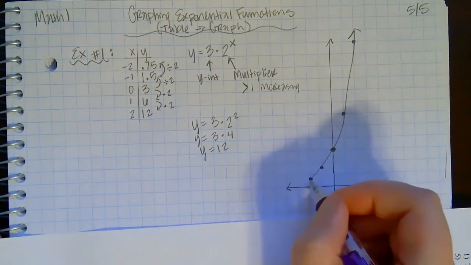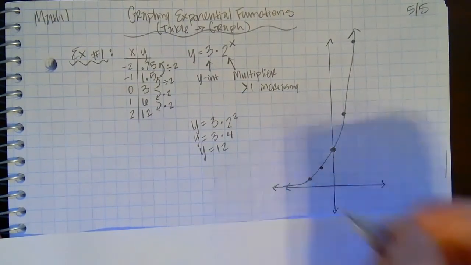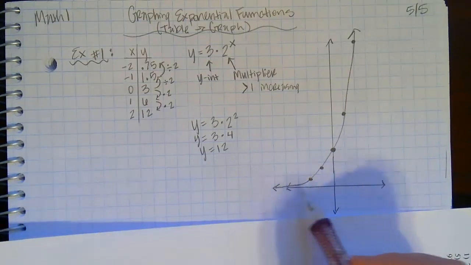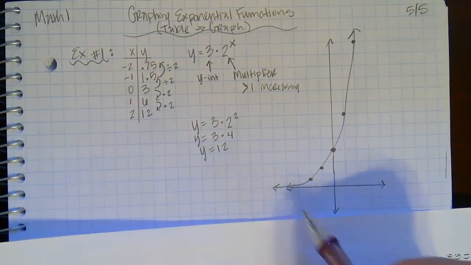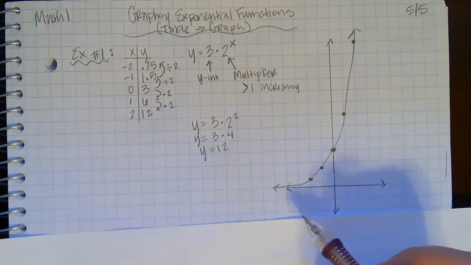Now on this side, remember the way exponentials work is they're going to get closer and closer to the bottom but never touch. So you want to make sure that your arrow goes kind of close to the line but not all the way on the line. Something like that. Not perfect, but pretty good sketch.